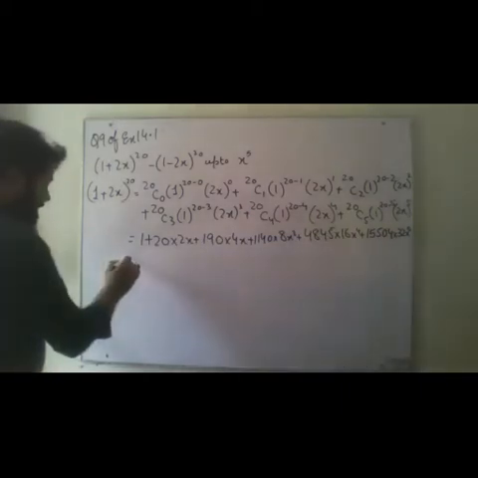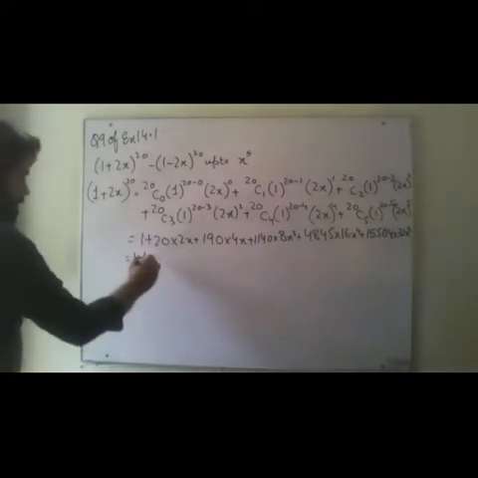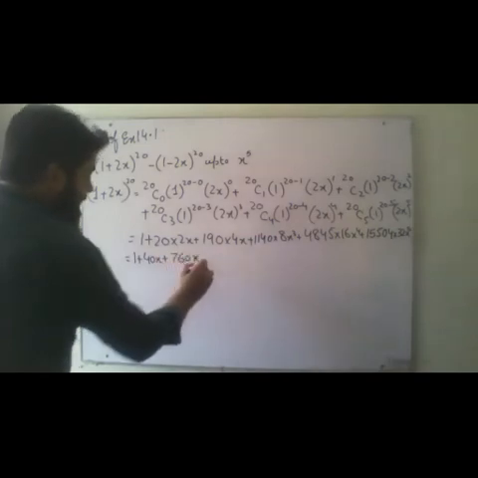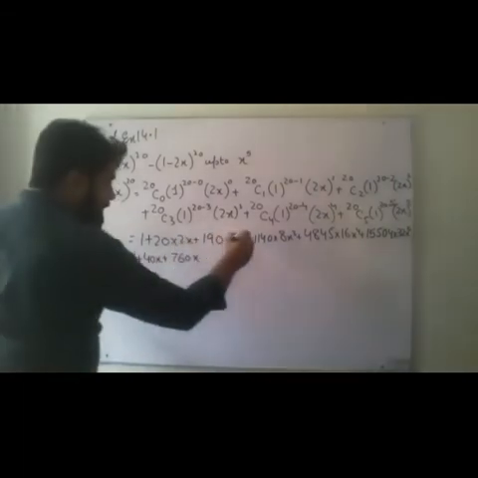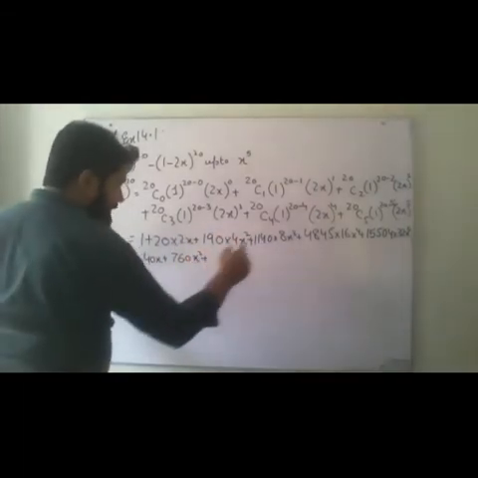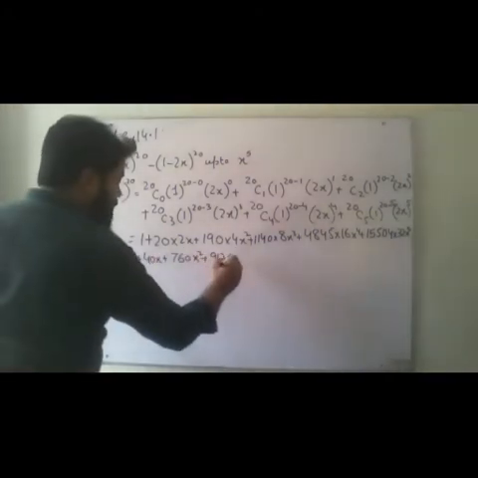Now, simplifying it further, 1 plus 20 into 2 will be 40x. Okay. 190 into 4 will be 760x square. Right? There is a square over here which I missed out. Then 1140 into 8, my answer is coming 9120x cube.